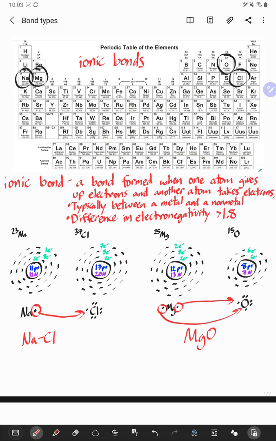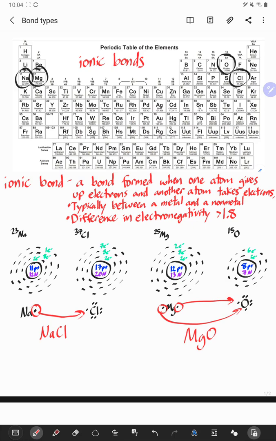What these compounds look like, we'll talk about in another video, but let's just look at the compound that's formed. So NaCl is sodium chloride, MgO is magnesium oxide. We'll talk about the naming later, but for right now, we're just observing that we have a transfer of electrons. Both of these electrons from magnesium are going to oxygen, and oxygen is gladly taking them.